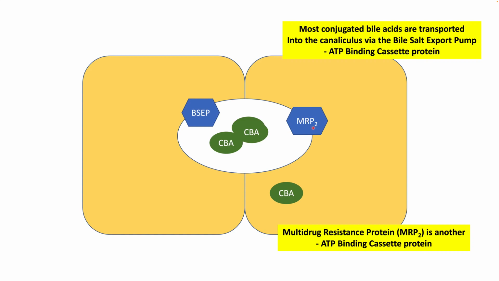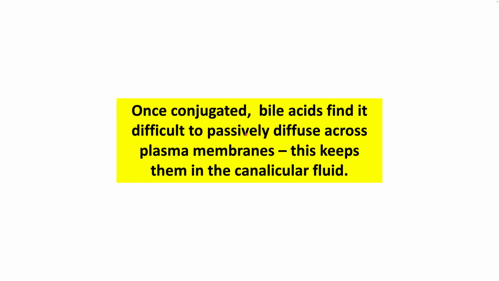So what you can see here now is that we've moved the bile acids, both unconjugated and conjugated, across the hepatocyte to the canaliculus, and they've now been transported into the canaliculus in their conjugated form against their concentration gradient. Once conjugated, the bile acids find it difficult to get back into the hepatocyte because they can't diffuse across plasma membranes, so therefore they're kept within the high concentration in the canalicular fluid. Now what happens once they're in the canalicular fluid is what we'll look at in another video.